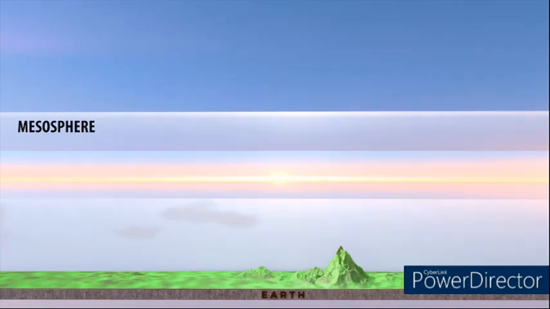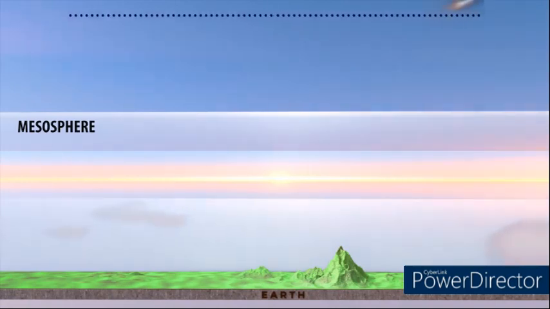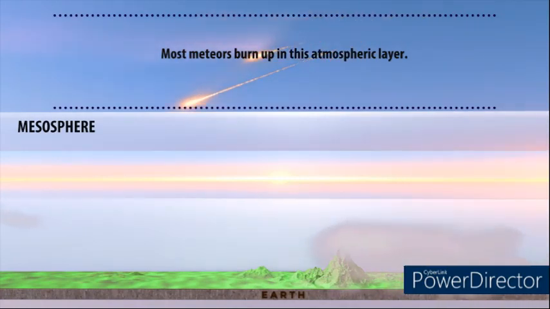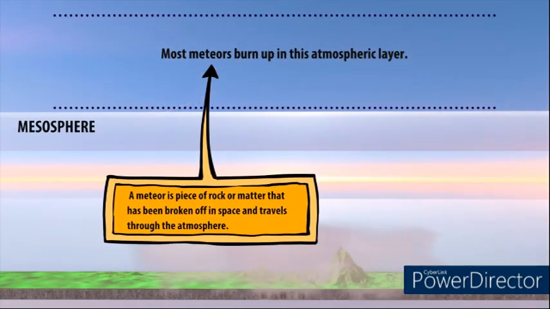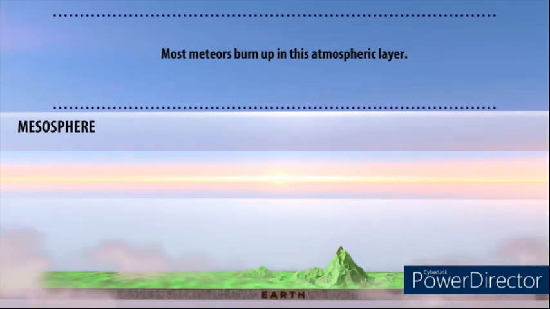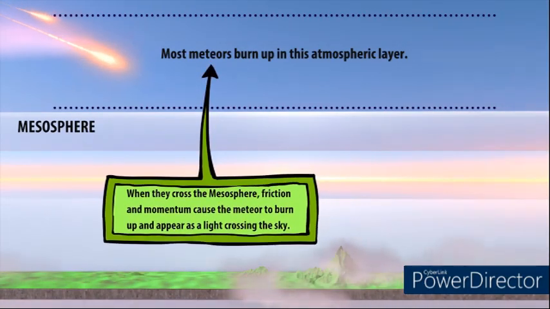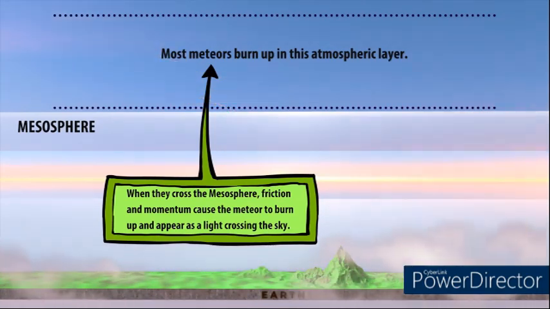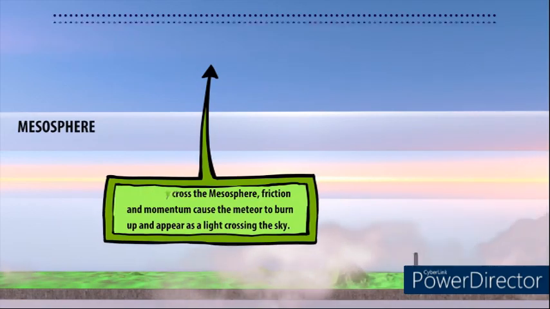Did you know that most meteors burn up in this atmospheric layer? So what is a meteor? It's a piece of rock or matter that has been broken off in space and travels through the atmosphere. When they cross the mesosphere, friction and momentum cause the meteor to burn and appear as a light crossing in our sky. Okay, let's now move on to the fourth layer, the thermosphere.